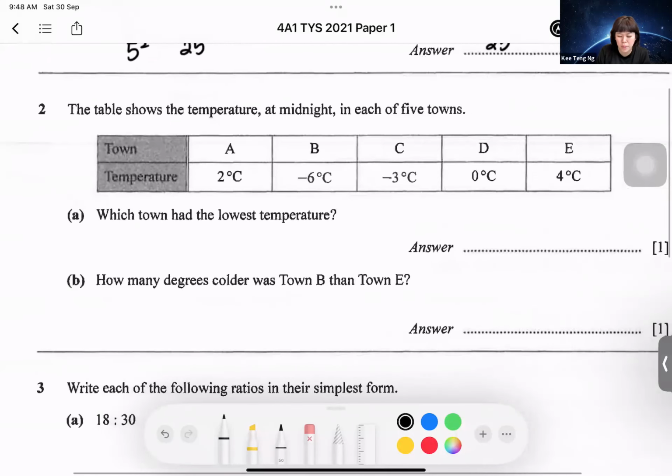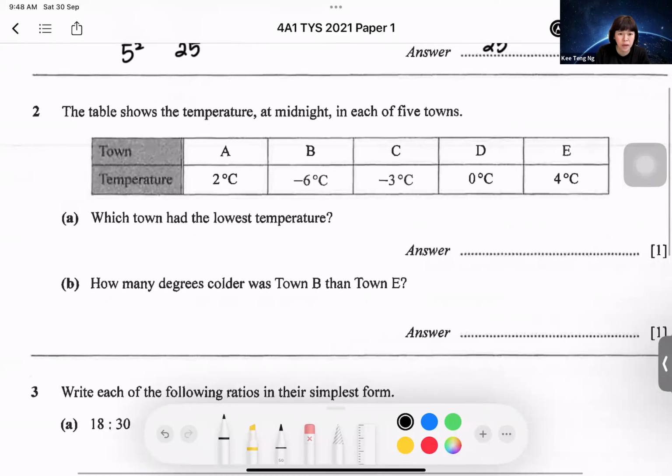The table shows the temperature at midnight in each of the 5 towns. Which town, now they're asking you for the town, had the lowest temperature? So -6 is the coldest. So this one, town B. Do not write the number -6, write the town.